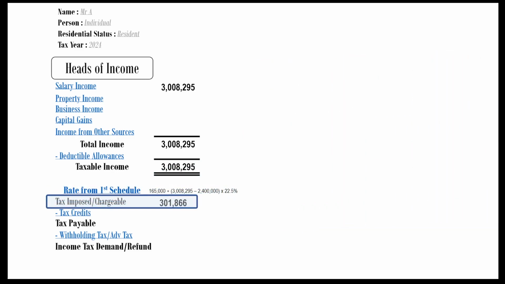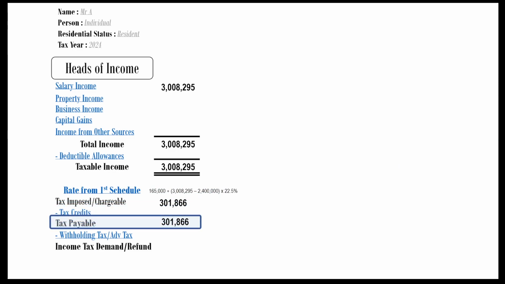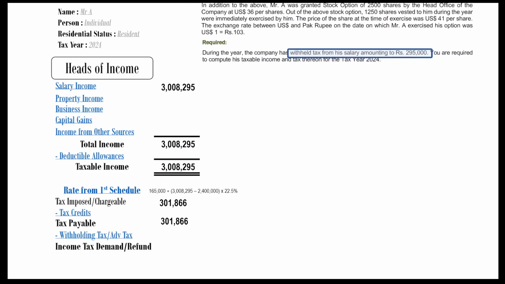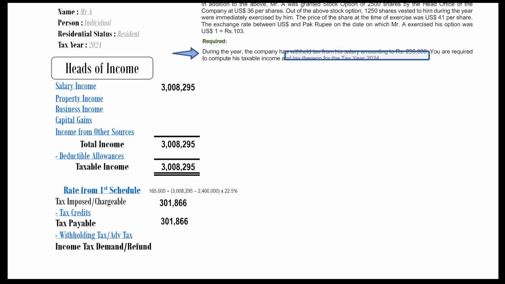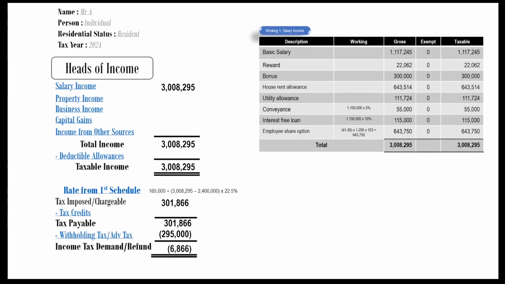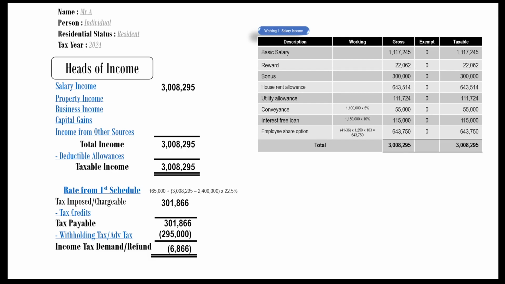There being no tax credits, the tax payable is very easy to calculate. Refer back to question to see withholding tax. The amount mentioned in question is rupees 295,000. Bring this figure to your format. After deducting withholding tax from tax payable, tax refund comes to rupees 6,866. Your answer is complete now.